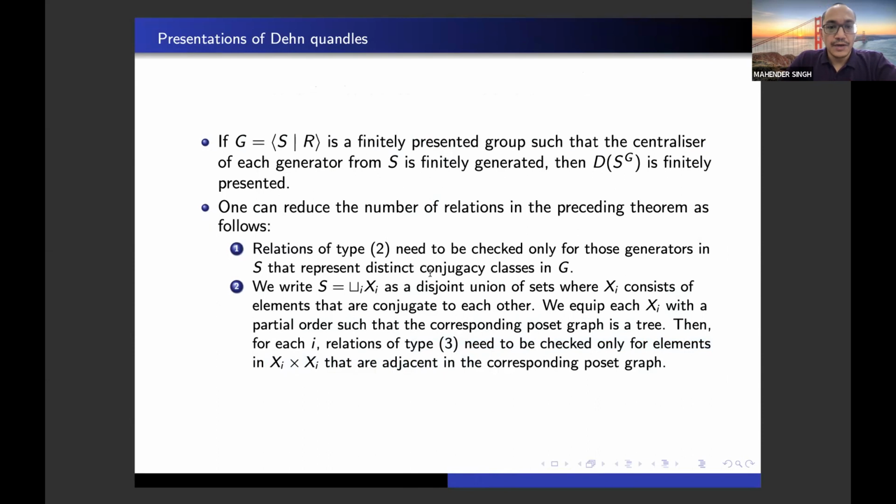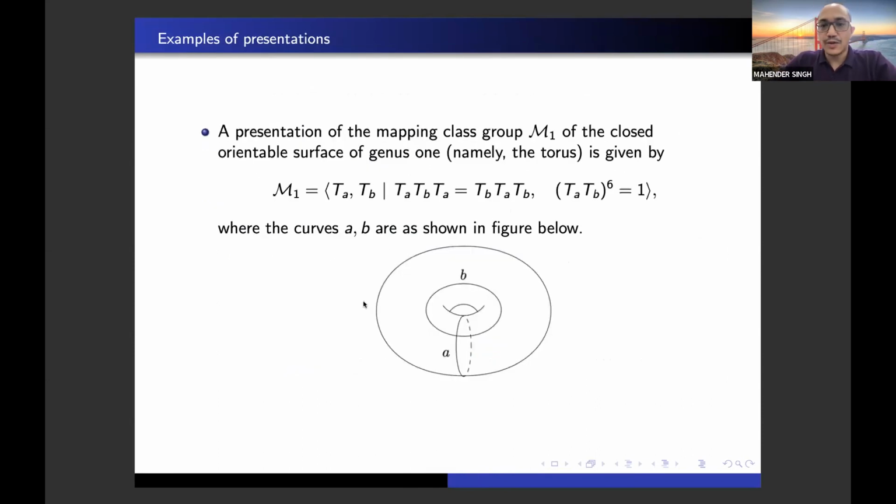All right, so I have a few more minutes. In the last few slides, let me illustrate two examples. Look at the genus 1 oriented surface, which is the torus. Then we know that the mapping class group of this has this presentation. It's well known, for example, one can see Farb and Margalit's book. It's generated by Dehn twists along the longitude and the meridian, T_A and T_B, as you can see in the figure. And there are two relations. One is a braid relation, T_A T_B T_A is T_B T_A T_B, and the other is this relation that (T_A T_B)^6 is just 1.